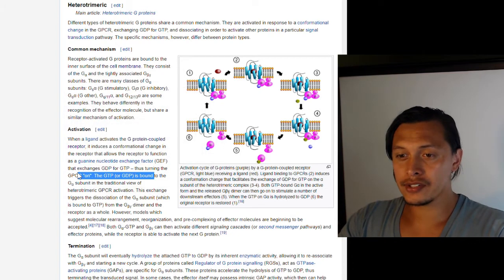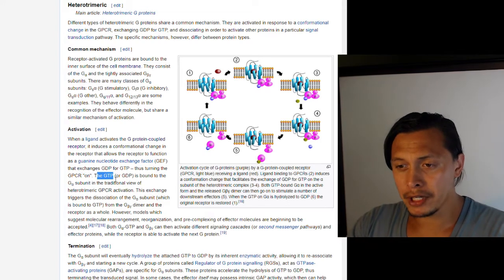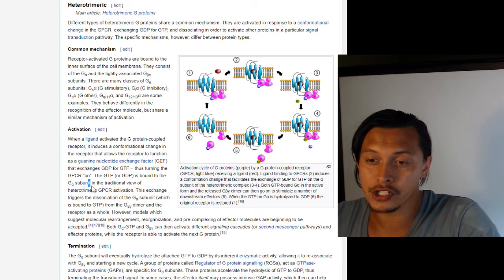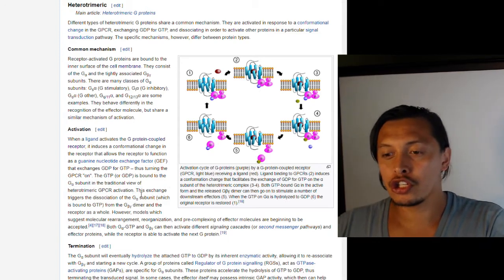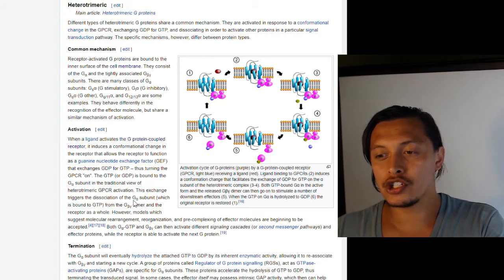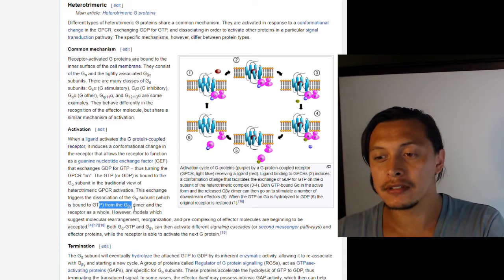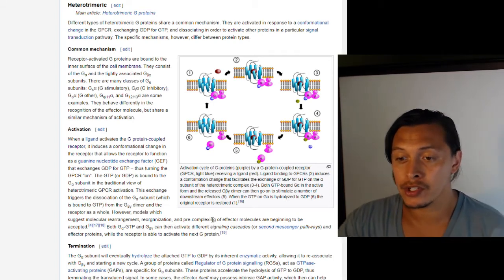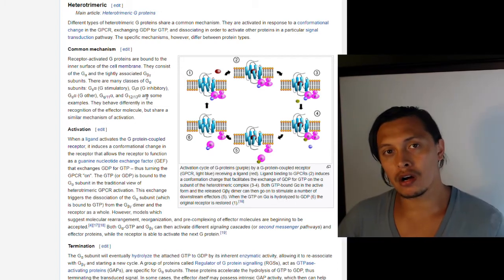Thus, turning the GPCR on, the GDP is bound to the G sub alpha subunit in the traditional view of the heterotrimeric GPCR activation. This exchange triggers the dissociation of the G sub alpha subunit, which is bound to GTP, from the G sub beta gamma dimer and the receptor as a whole. However, models which suggest molecular rearrangement, reorganization, and pre-complex effector molecules are beginning to be accepted. So this is obviously, what was this? All models are wrong, but some are useful.